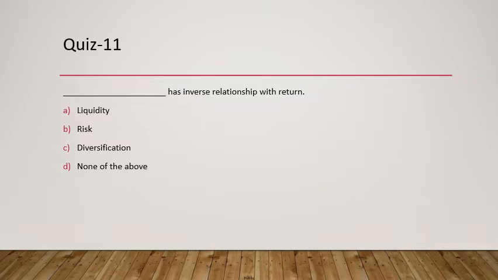Question number 11, dash dash dash, has inverse relationship with return. We must know one thing very clearly, that shorter the period of investment, more is the liquidity. For instance, money market instruments are much more liquid than real estate or bonds or any other instruments that you have, because you can realize money really faster.